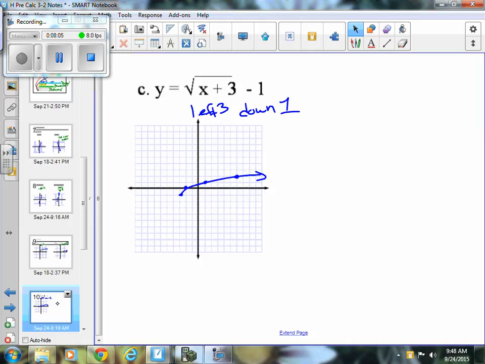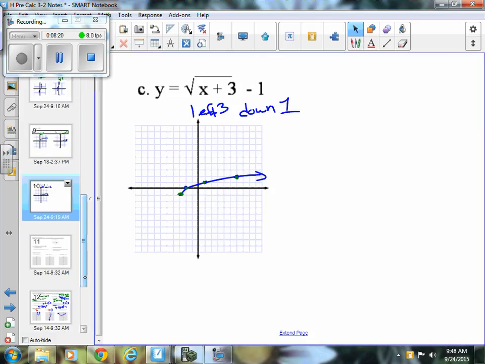All right, last one of these. Look what happens. We have a left 3 and a down 1. So that vertex point goes to -3, -1. And then again from there, over 1, up 1, over 4, up 2, over 9, up 3. We get a really good look at what that graph is.